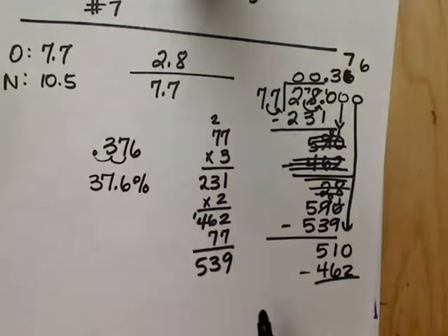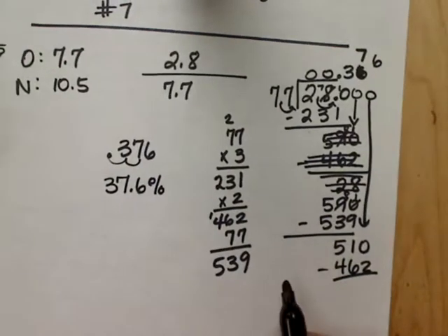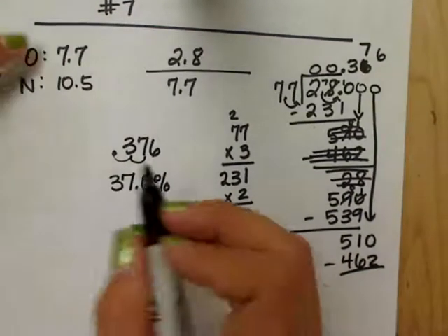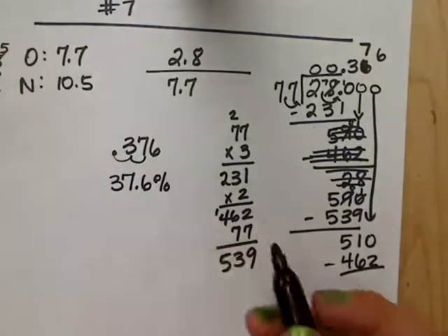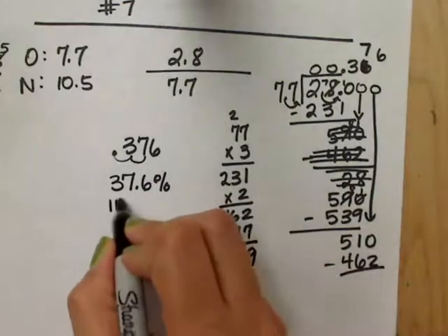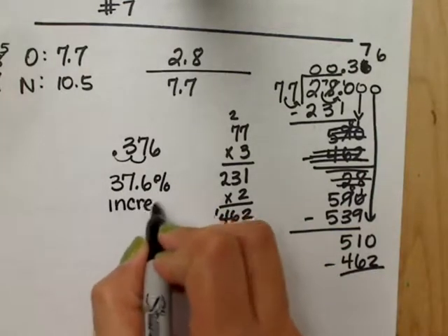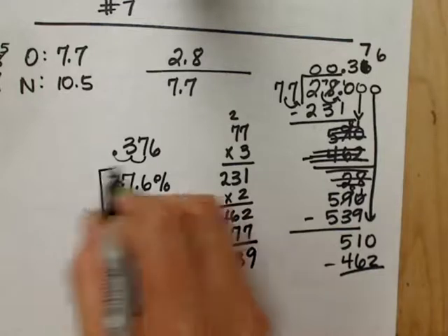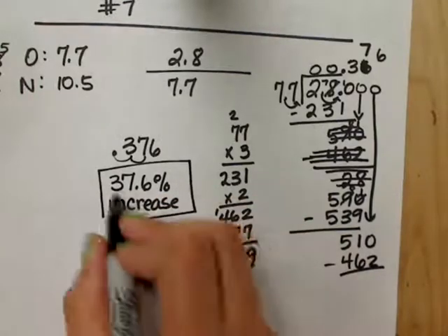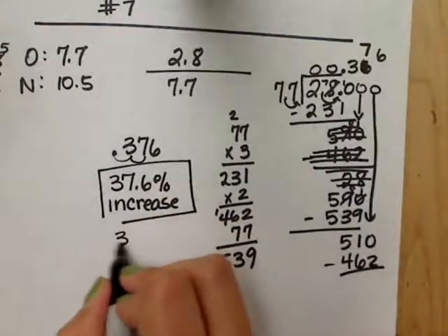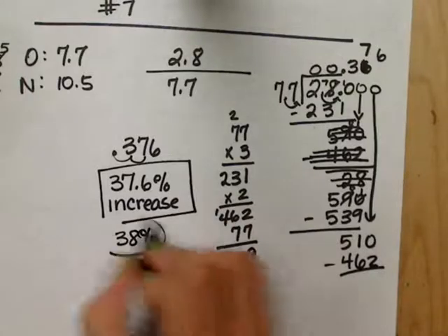Move it over 2 times to the right. 37.6%. Is it an increase? Yes. And how do you know? Because the number got bigger. Good. From 7.7 to 10.5, it's bigger. So this is 37.6% increase. Oh, it does say to round on the paper, so what would I round that to? Good. 38%.